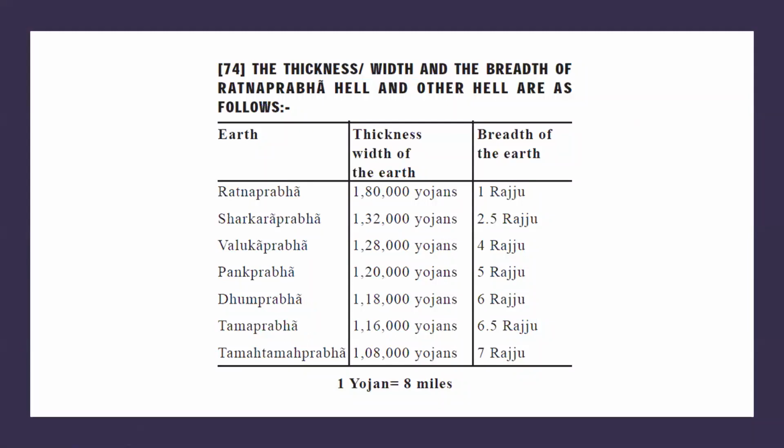So we saw that Ratnaprabha Narki is 180,000 yojans thick and is 1 Rajju in its diameter. It's in the form of a circular shape, so it's in the form of a valay. Therefore, it's 1 Rajju in diameter. And if you go down to Mahatam Prabha, the thickness decreases to 108,000 yojans and the width increases to 7 Rajju.